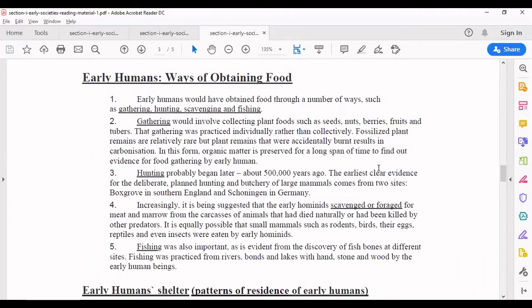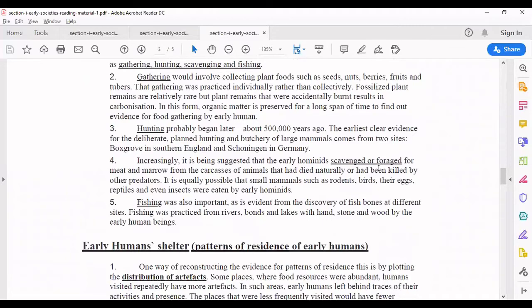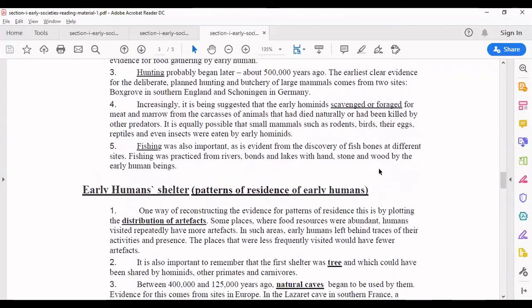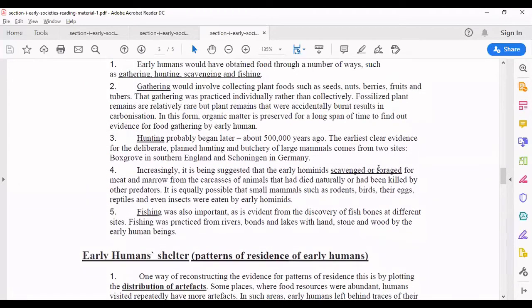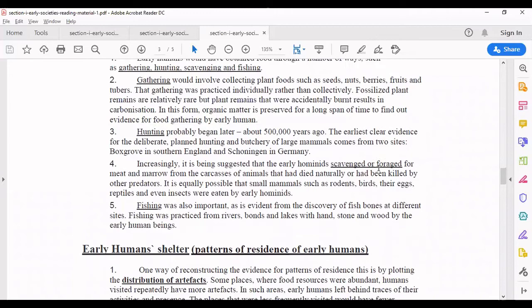Because we know food is very important to survive. So early humans obtained food through gathering, hunting, scavenging, and fishing. Then you all also saw what each of these was and how we have found the evidence of this. It is not just some person sitting and thinking it. We have found evidence for each one of these. So those evidences are very important, which prove that early humans gathered food through this.